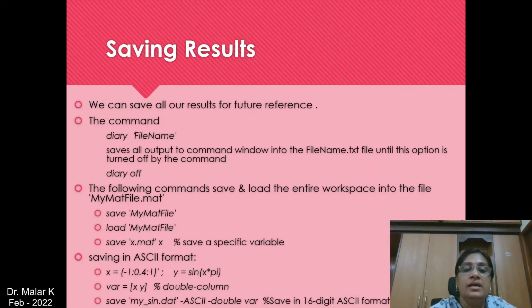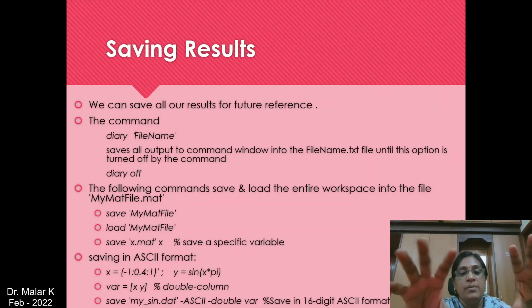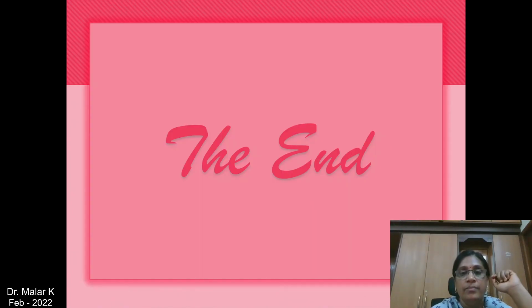Saving results, with respect to the M file, of course. We can save all the results for future reference. That is the diary command with the file name, which saves the output of the command window into the file name, as a text file until the option is turned off by the commands. So we can use these commands for saving results. That's all. Thank you very much.